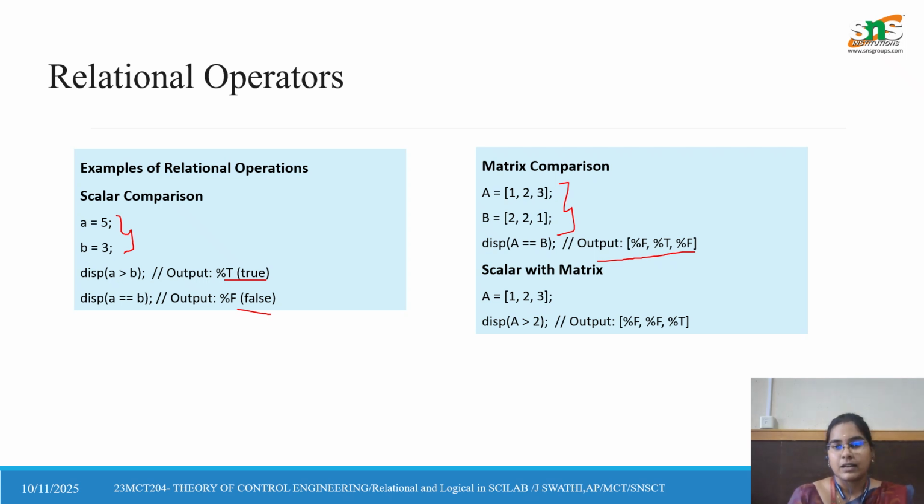Scalar with a matrix. I am going to compare a value with the matrix. I take the matrix A and display A is greater than 2. If A is greater than 2, that condition is true. The first number is lesser than 2, the second number is equal to 2, and only the third number is greater than 2. So the output will be false, false, true.